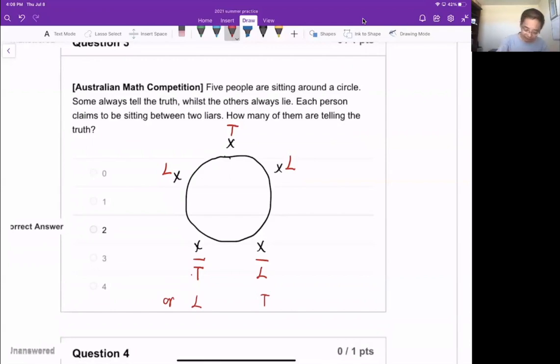Okay, so if we look at the number of people who are telling the truth, it is 1, 2, and the other way is also 1 and 2. So the answer is 2.